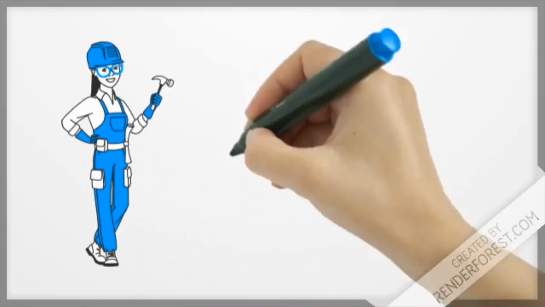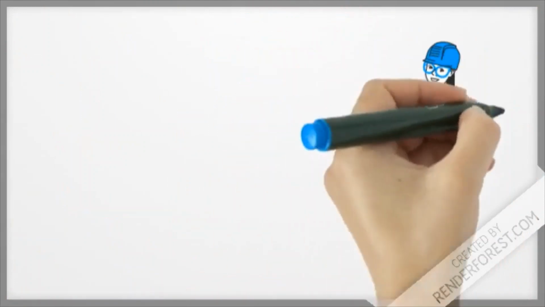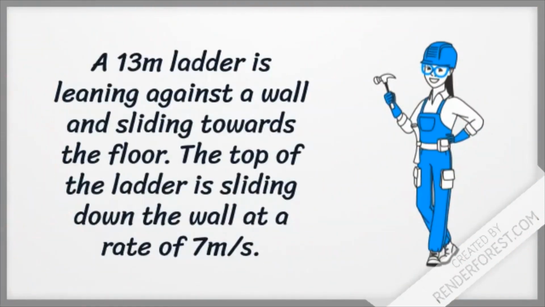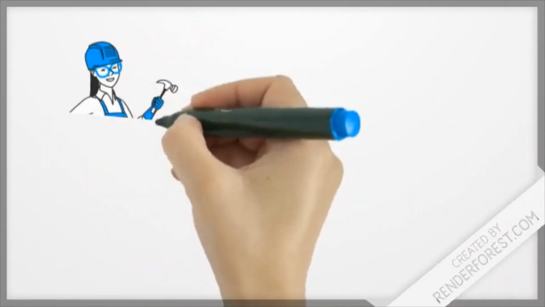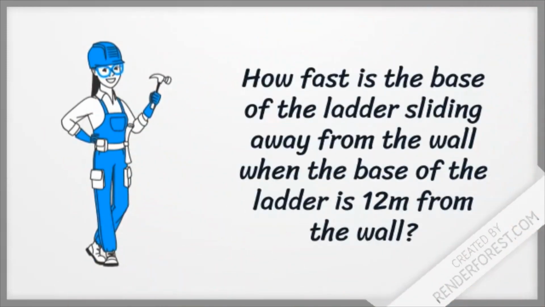Next, we are going to see the problem statement related to the related rates topic. The question is, a 30-meter ladder is leaning against a wall and sliding towards the floor. The top of the ladder is sliding down the wall at a rate of 7 meters per second. How fast is the base of the ladder sliding away from the wall when the base of the ladder is 12 meters from the wall?